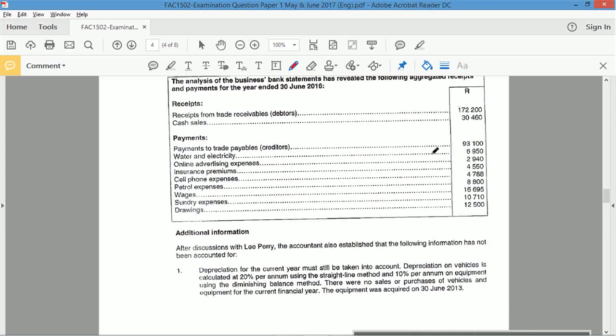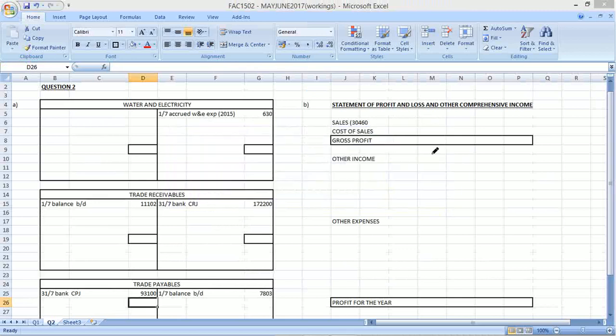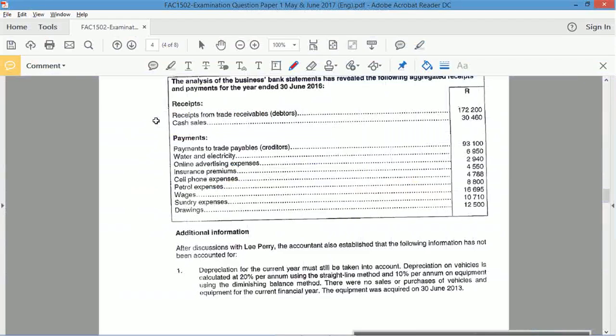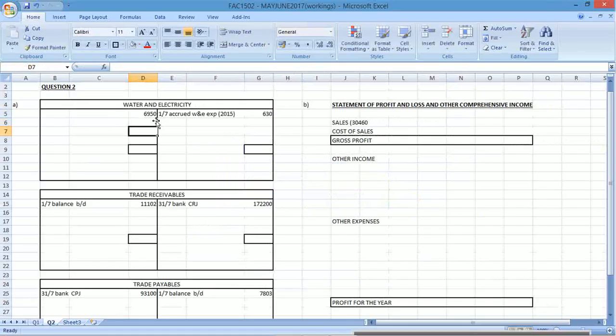If you're paying, what happens to bank? Decreases. The expense will be recorded. So, water and electricity, 6950. Water and electricity on this side, 6950. It is going to be recorded on the debit side because you're crediting your bank. Credit bank, debit the 6950. Water and electricity bank. Same description.